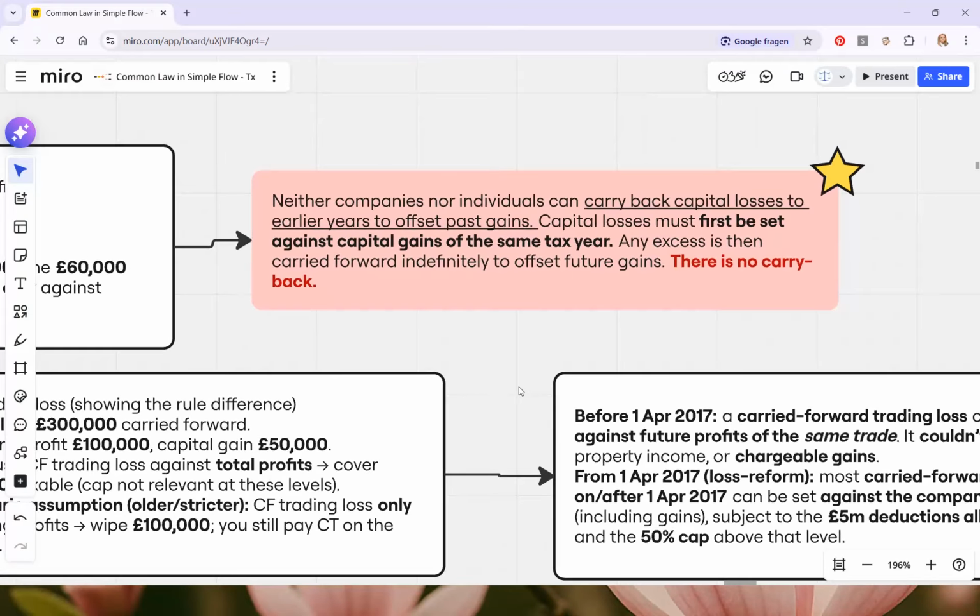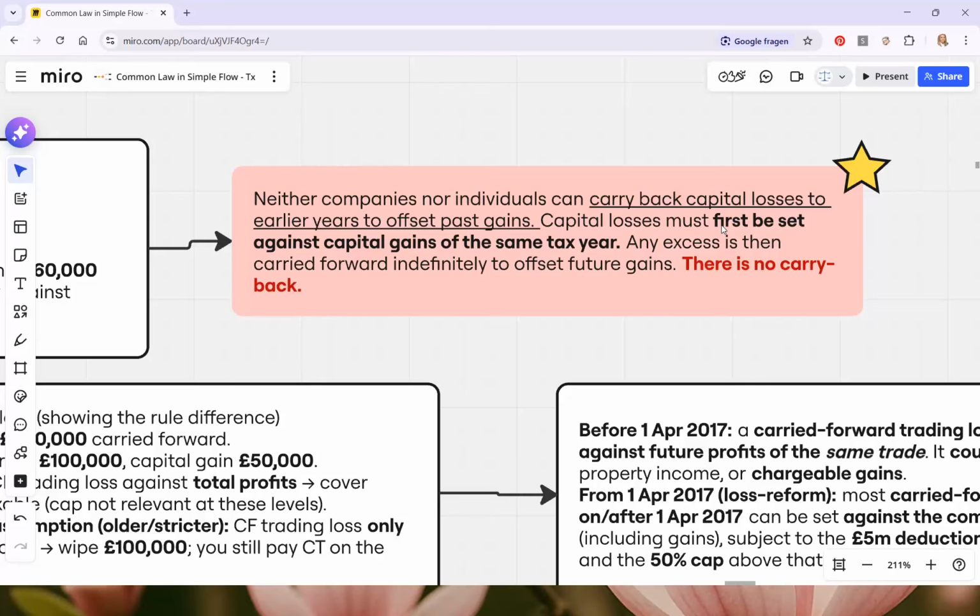That was important. Once again, neither companies nor individuals can carry back capital losses to earlier years to offset past gains. Capital losses must first be set against the capital gains of the same tax year, and any excess is then carried forward identifiably to offset future gains.